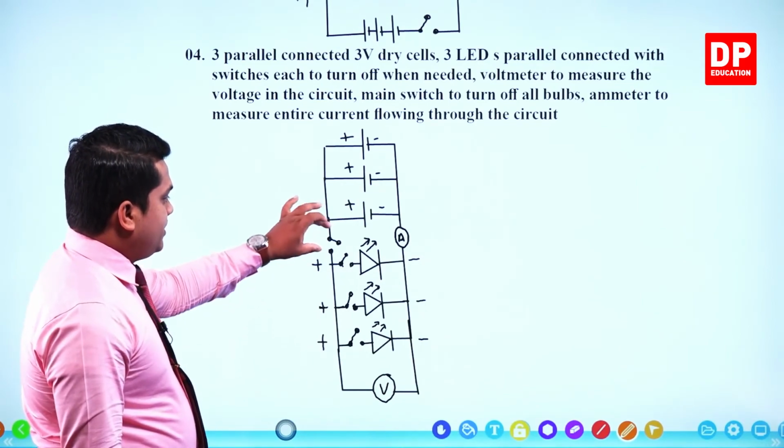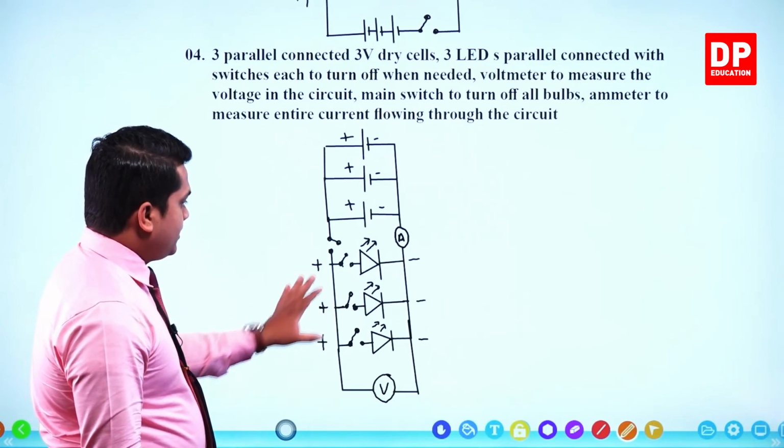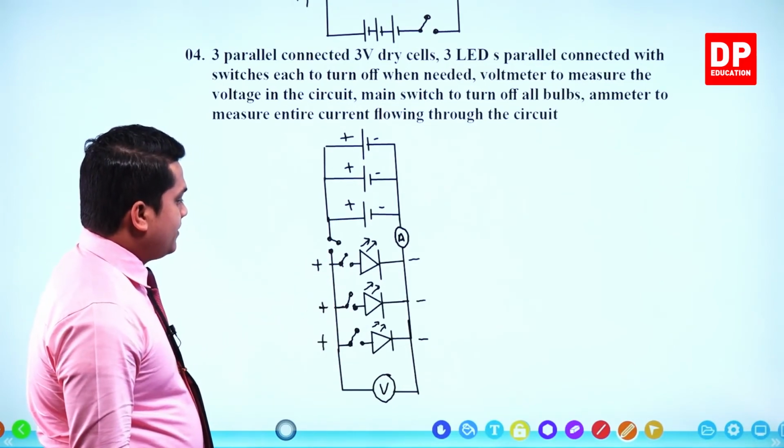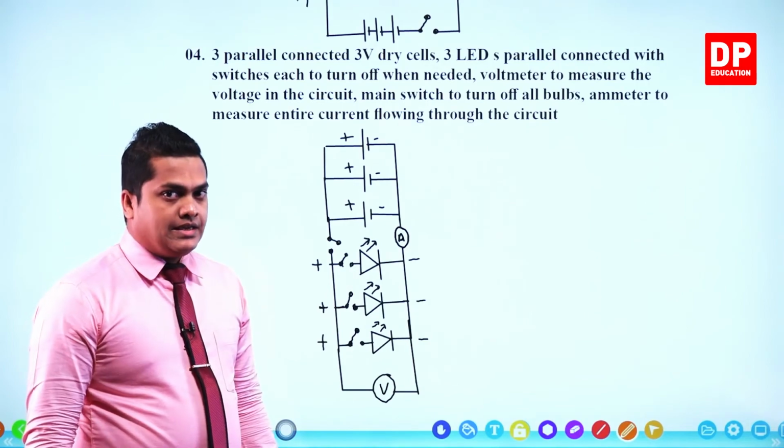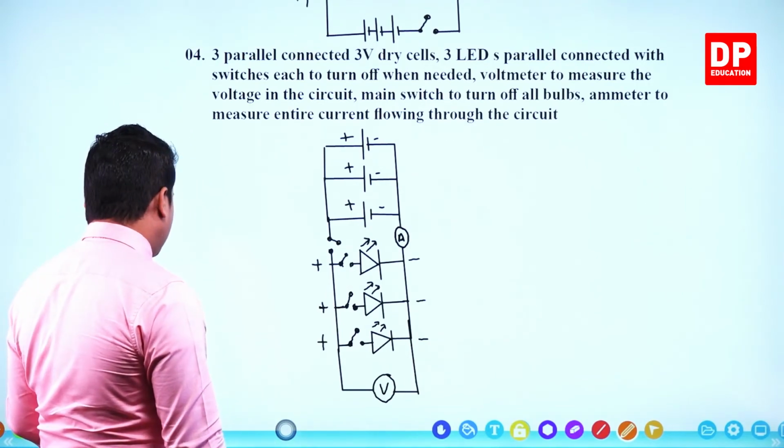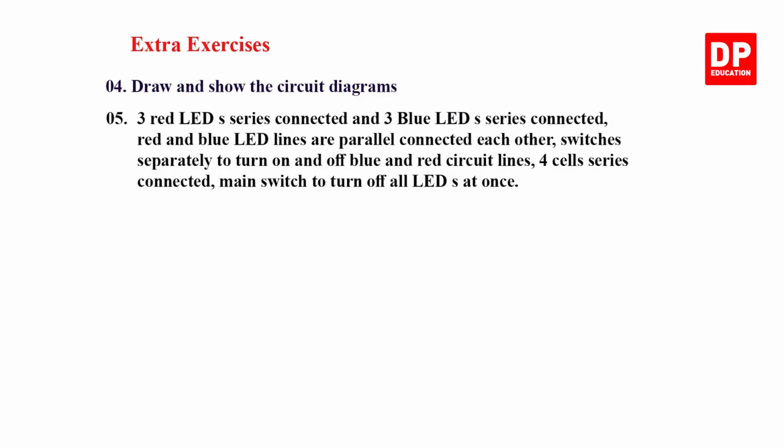And there is a switch, a main switch to disconnect all the connections, and switches each to light up each bulb when we need. Right. So let's head on with the next question.